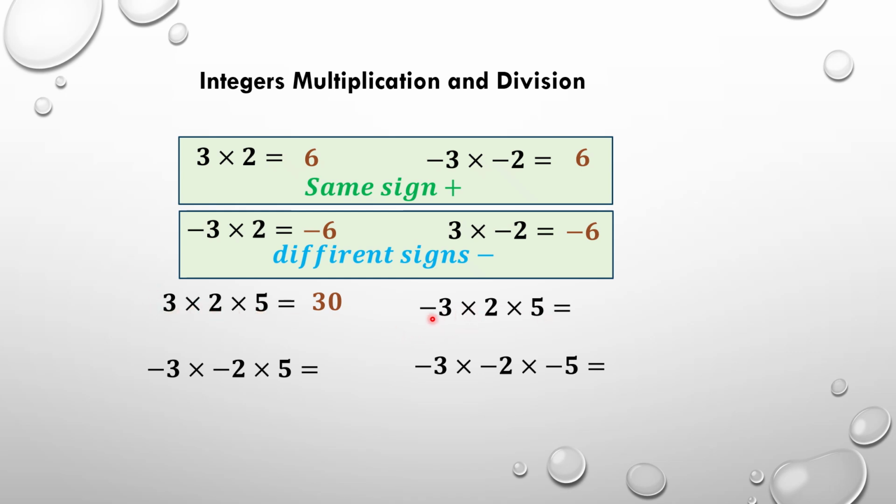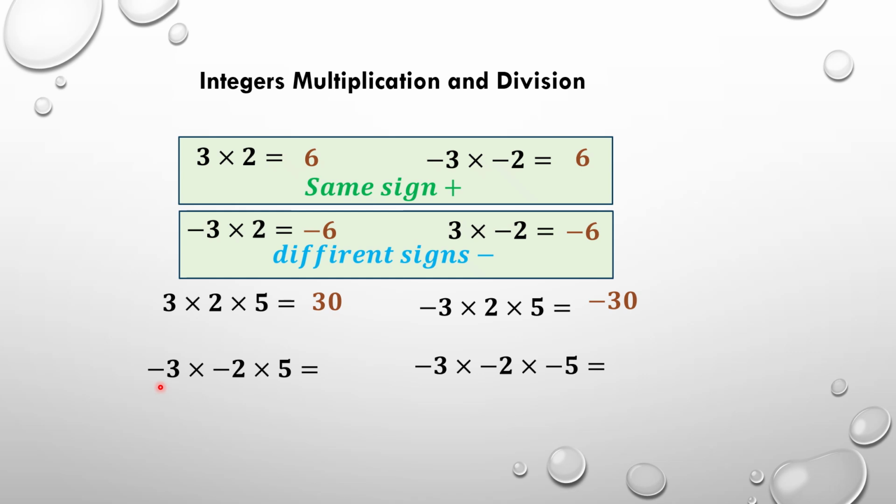Now let's look at this one. Negative 3 times 2, because one is negative and one is positive, the answer is negative 6. And then negative 6 times 5, it's negative times positive, different signs, so the answer is negative 30.